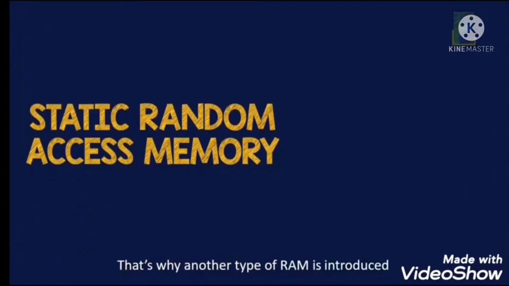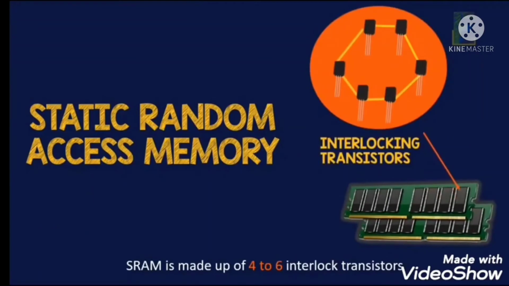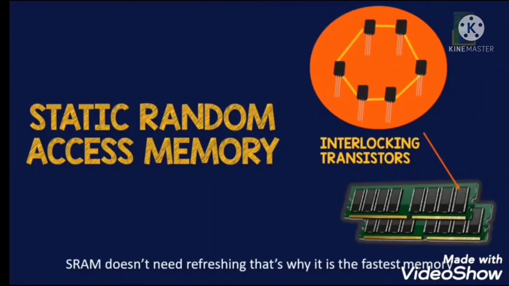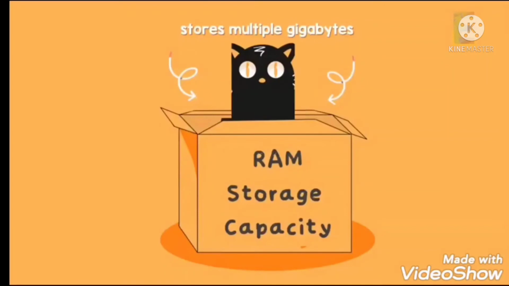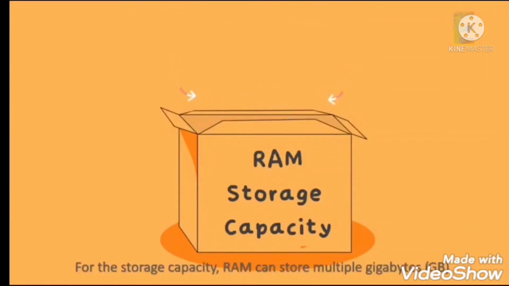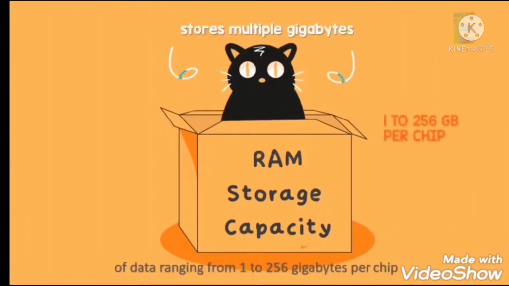That's why another type of RAM was introduced, and this is the static RAM or SRAM. SRAM is made up of 4 to 6 interlocked transistors. SRAM doesn't need refreshing, that's why it is the fastest memory in a computer system, but also the most expensive part of a computer. For storage capacity, RAM can store multiple gigabytes of data, ranging from 1 to 256 gigabytes per chip.